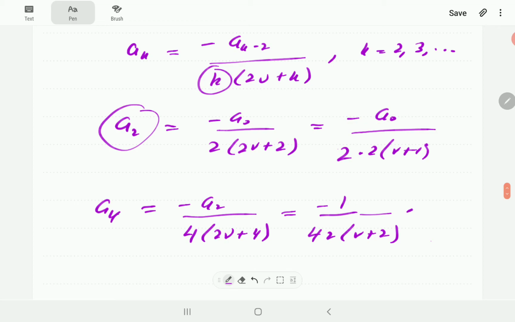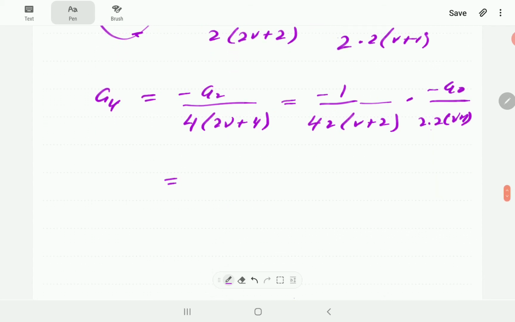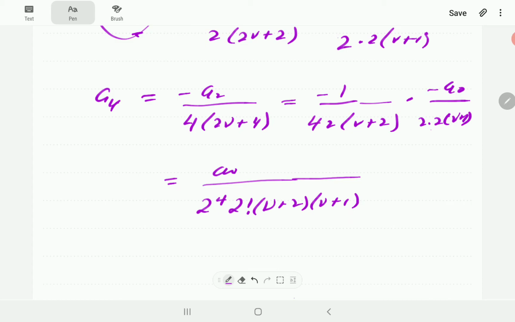And then a0, so a2 is minus a0 over 2 times 2 nu plus 1. And then if we tidy things up here, we can write this as a naught over 2 to the power 4 times 2 factorial times nu plus 2 nu plus 1. Okay, so it's going to be a4.